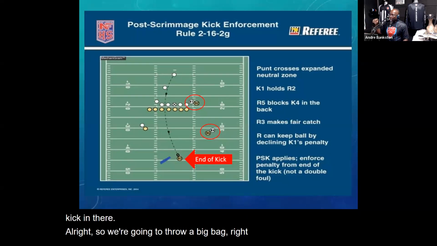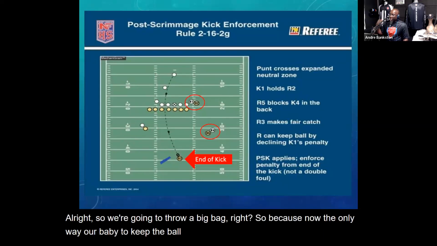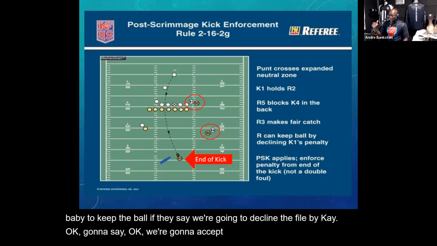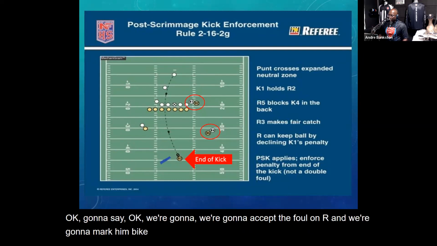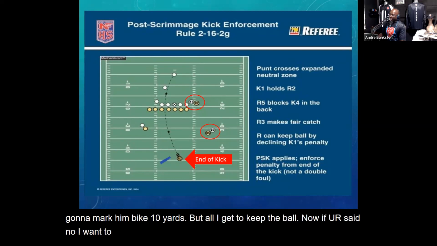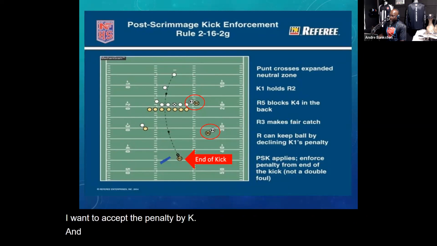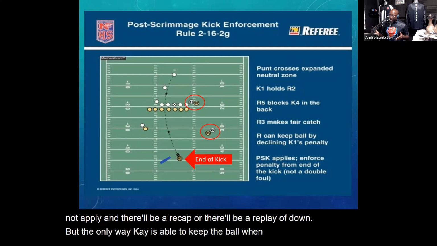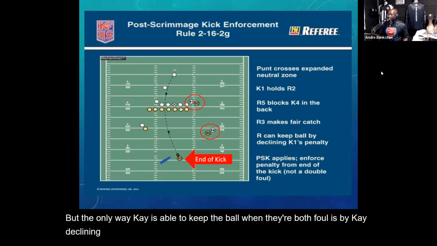Right. So the only way R is able to keep the ball is if they say we're going to decline the foul by K, accept the foul on R, and mark them back 10 yards, but R gets to keep the ball. Now, if R said, no, I want to accept the penalty by K, then we're going to have a double foul, and the PSK enforcement does not apply, and there'll be a re-kick, or there'll be a replay of down.